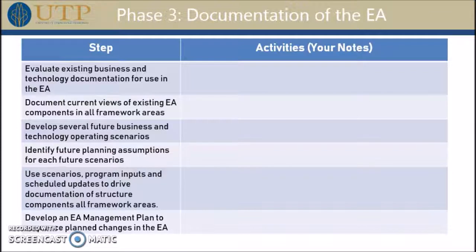Step number 16, which is the last step in this particular phase, is developing the EA management plan. The EA management plan is the output of this phase. It is basically a report, a document that presents how the EA was developed, shows the current and future views, and also describes the transition plan moving from the current to the future. The transition plans include the near-term plan and also the long-term plan.